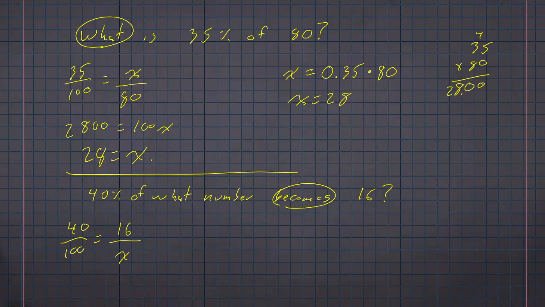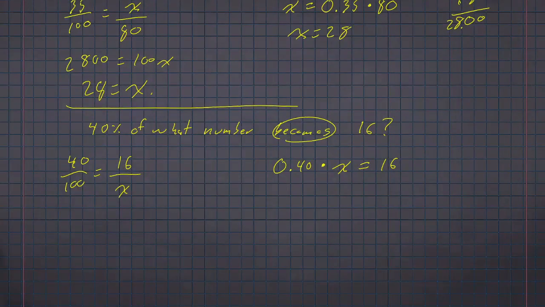Setting it up as an equation, 40% as a decimal is 0.40. Of means multiply. What number? I have no idea. We'll call it x. Becomes, any verb turns into an equal sign, and then 16.